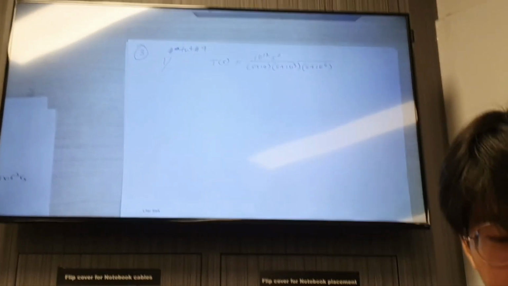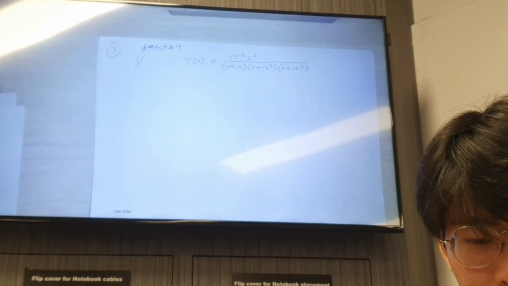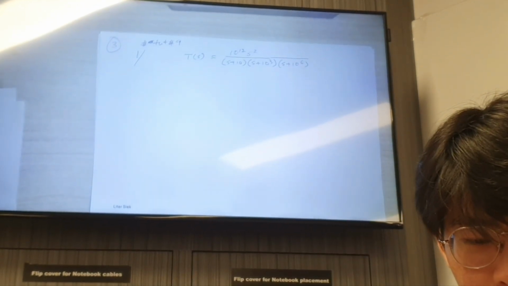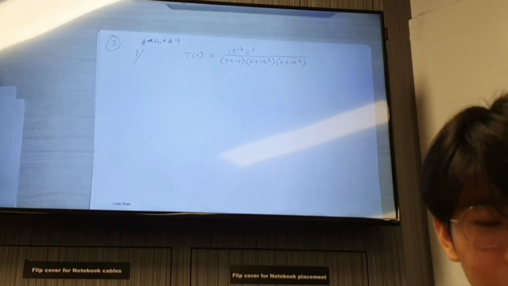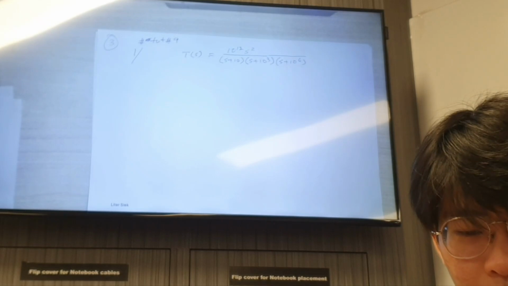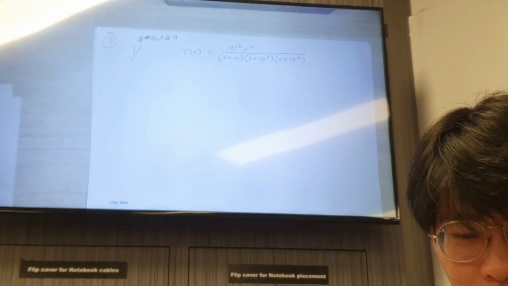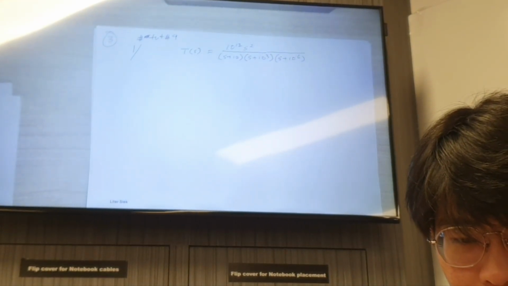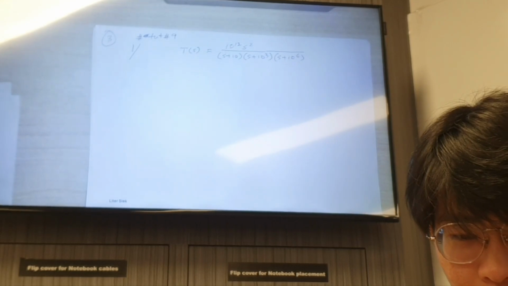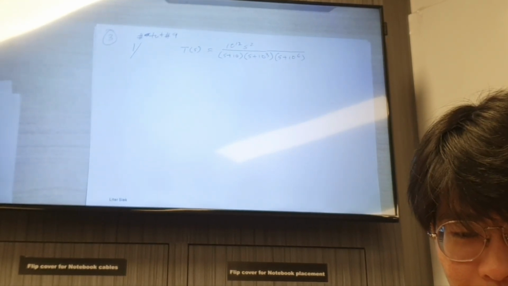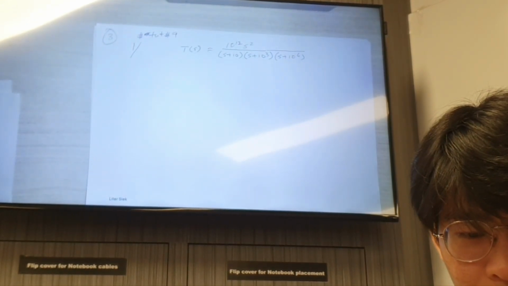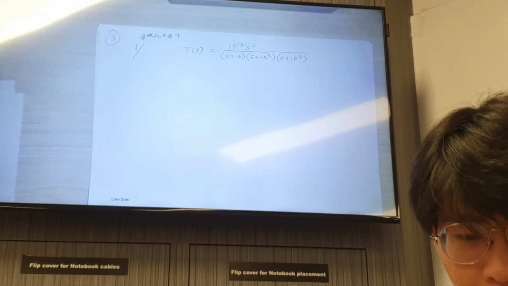Okay, so the next part of this happens to be frequency response. This is where we make use of capacitor and inductor together with the resistor to make some kind of filter.